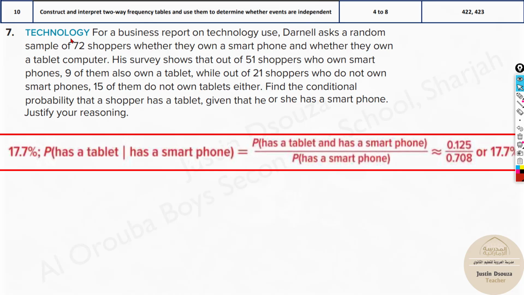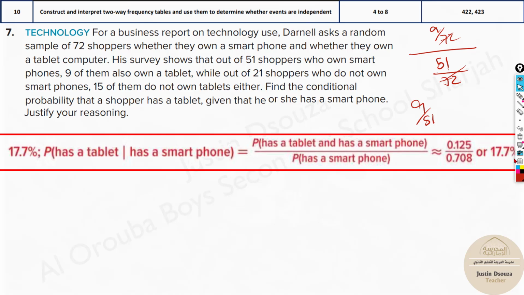They have told us over here that the total number of shoppers is 72. That is the total sample space, divided by 72. And what is over here? How many shoppers have a smartphone? 51 own a smartphone, so 51 by 72. What is tablet and smartphone? You can see 9 of them also own a tablet, so 9 out of 72. So basically cancel this out, and 9 by 51 is the answer.